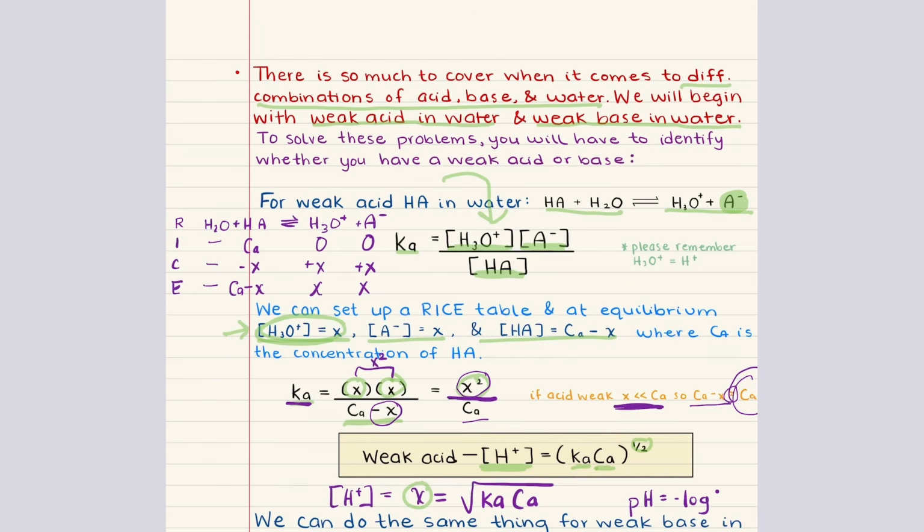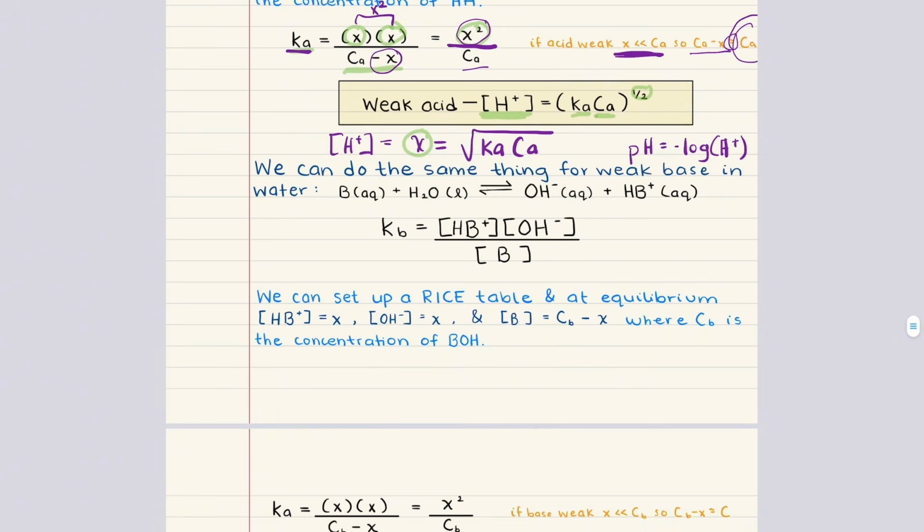We can apply the exact same logic to a weak base in water. Let's call our base B. The reaction is B plus water produces hydroxide ions and the conjugate acid HB⁺. The equilibrium constant for this process is Kb, which is the base dissociation constant. Kb equals the concentration of hydroxide multiplied by the concentration of the conjugate acid, divided by the concentration of unreacted base. Again, we can turn to our Rice table.